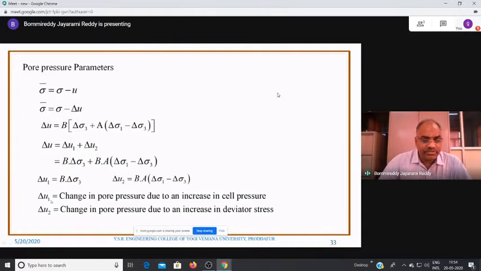You know the meaning. Delta U1 is change in pore pressure, because U means pore pressure, change in pore pressure due to an increase in cell pressure. Delta U2 means change in pore pressure due to an increase in deviator stress. So just try to remember this equation: delta U equal to B into delta sigma 3 plus A into this. This equation is important if there is any numerical question on pore pressure parameters.